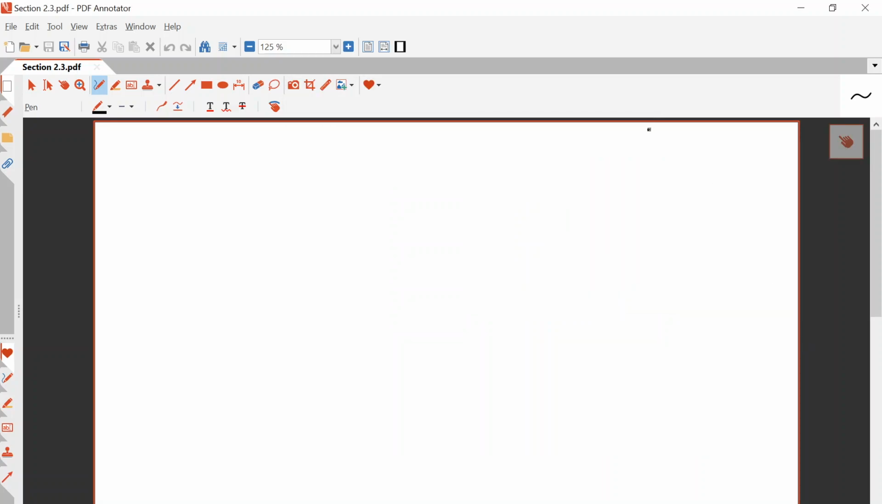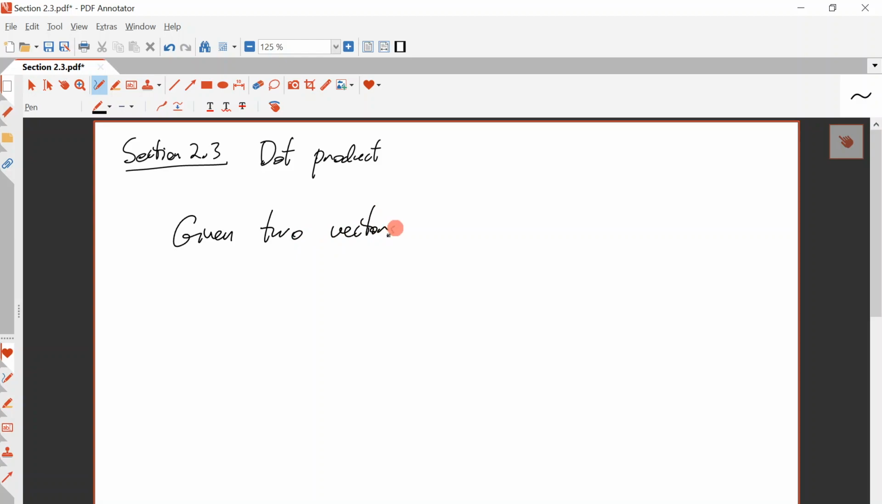Hi everybody. This is our lecture on section 2.3 on the dot product. Given two vectors F and D with angle theta between them, we have the following.